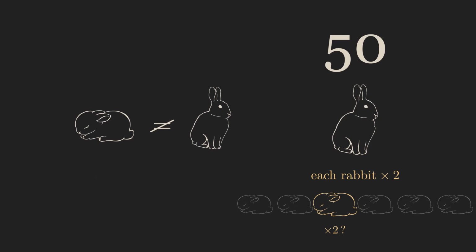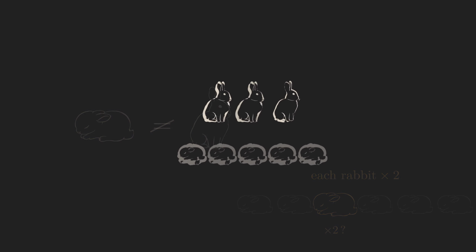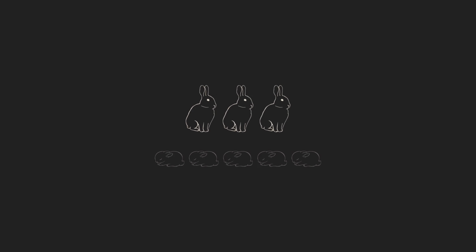That means not all 50 rabbits at the start count the same. So 50 rabbits doesn't tell us enough. We need to know who those 50 are. That is, we need to know the population's age structure.